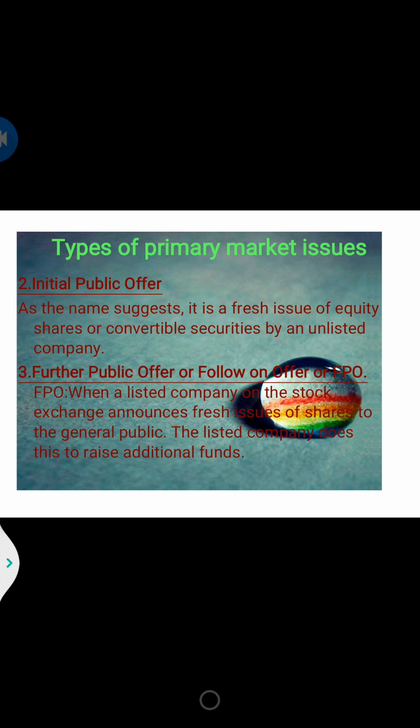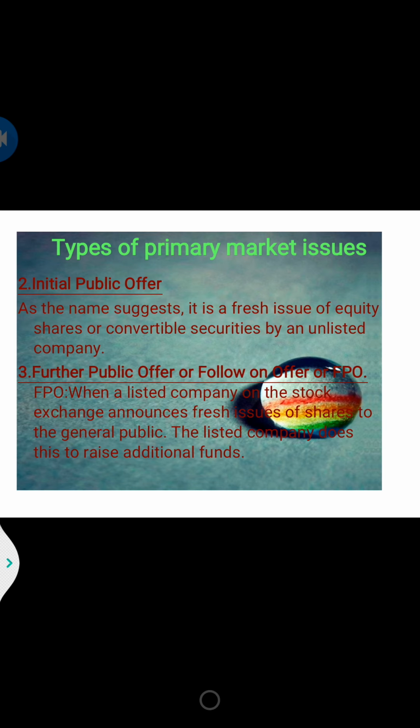Then comes the further public offer. A further public offer is when a company already listed on the stock exchange announces a fresh issue of shares to the general public. The listed company does this to raise additional funds.